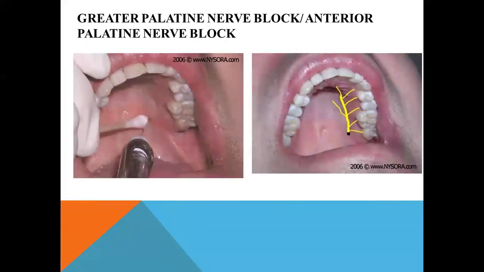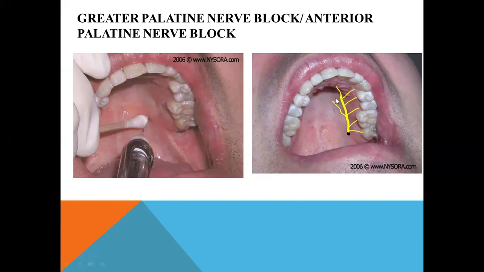Coming into the second part of the palatal anesthesia, which is the greater palatine nerve block or anterior palatine nerve block. The name itself states that you are going to anesthetize the greater palatine nerve. Where it is located and how we are going to anesthetize it, we'll see in the upcoming slides. The greater palatine nerve comes out through the greater palatine foramen, located on the palatal side, along the distal aspect of the maxillary second molar, where you can appreciate the greater palatine foramen.